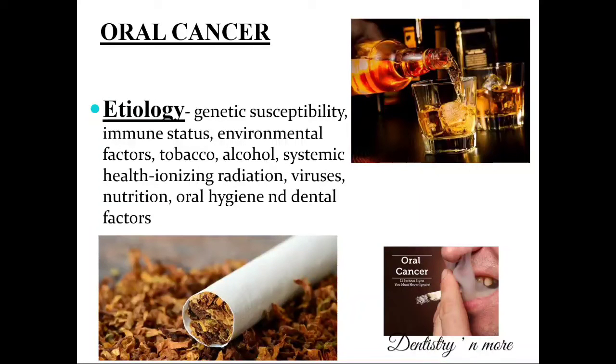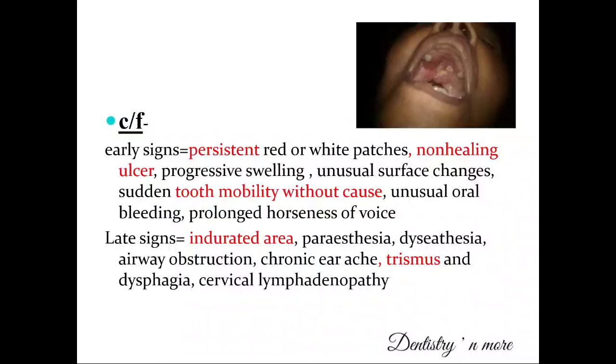Dental factors: it means that if there is any trauma due to chronic irritation from a fractured tooth or any sharp cusps, it can lead to this kind of condition. So the clinical manifestations seen in oral cancer, the early signs, are persistent red or white patches, non-healing ulcers, progressive swelling, unusual surface changes, sudden tooth mobility without any cause, unusual oral bleeding, and prolonged hoarseness of the voice. Then the later signs are indurated ulcers, paresthesia, dysesthesia, airway obstruction, chronic earache, trismus as well as dysphagia, along with associated cervical lymphadenopathy.